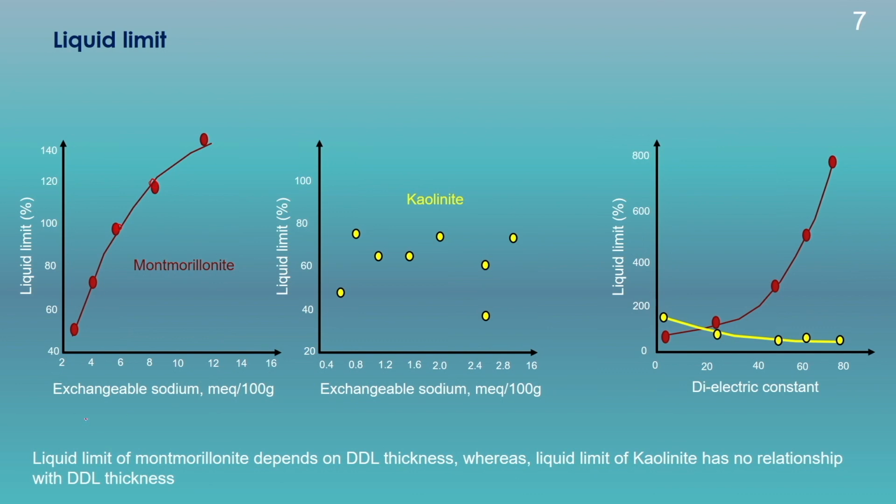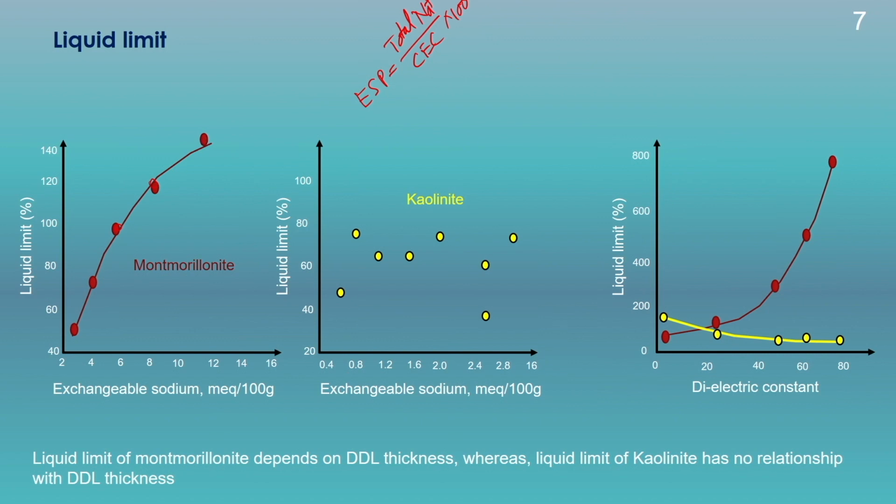So, the amount of sodium ion present as exchangeable cation can be expressed in terms of exchangeable sodium percentage, that is ESP, which equals the total amount of sodium ions as exchangeable cations divided by the cation exchange capacity, times 100. So, the higher the exchangeable sodium amount, the higher the number of sodium ions in comparison to other ions, and therefore the diffuse double layer thickness will be large and the liquid limit will be quite high.